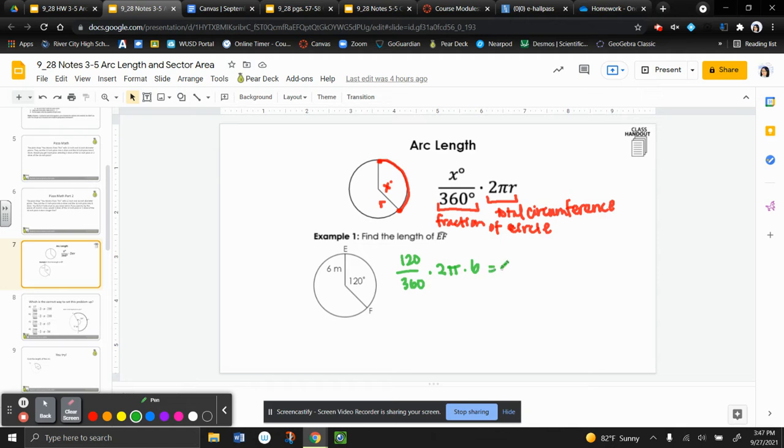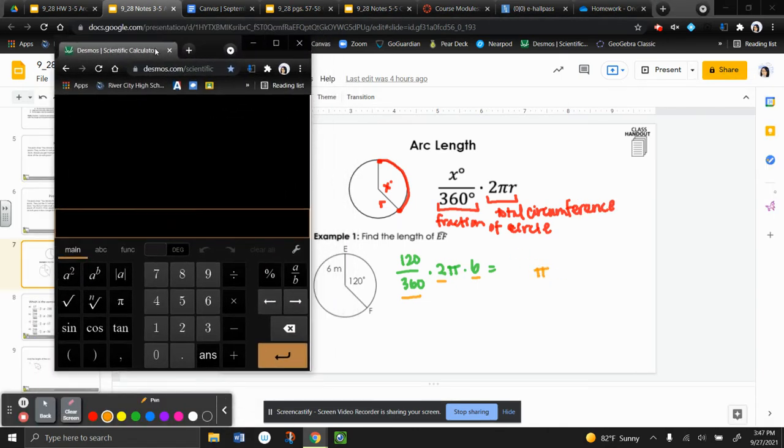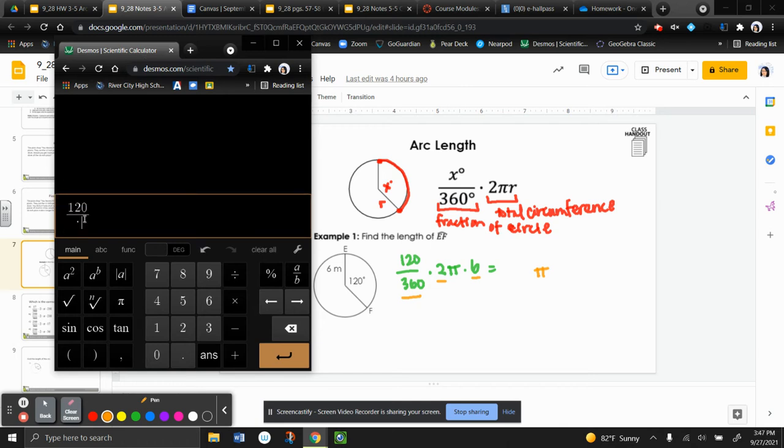Okay, so in this case, I want two answers. Well, the first answer is called your answer in terms of pi, which basically means we're going to take these numbers and multiply them, and then our answer is going to be whatever that is times pi. So what I mean by that is we're going to do 120 over 360, that's our fraction of a circle, times 2. We're going to skip over the pi and just do times 6. So when we multiply that, that equals 4.